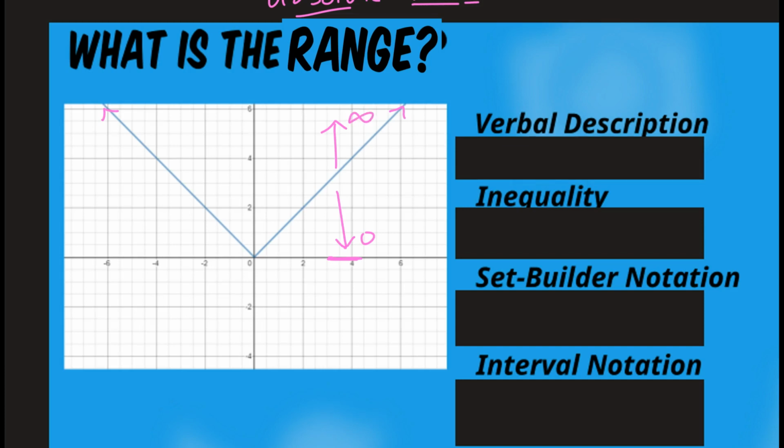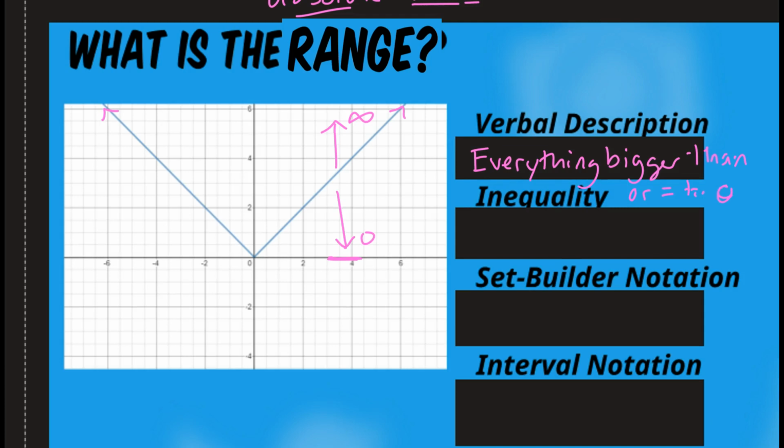So our verbal description of the range is everything bigger than or equal to 0. Wow, something is going wrong with my Surface. So inequality notation, this would be y is bigger than or equal to 0.